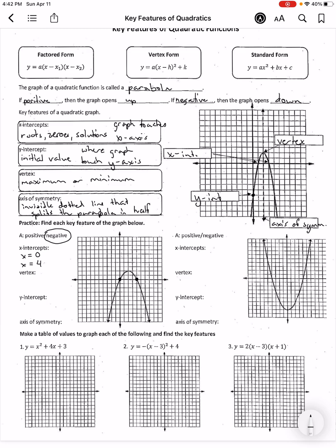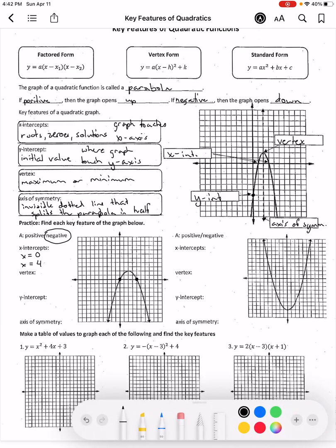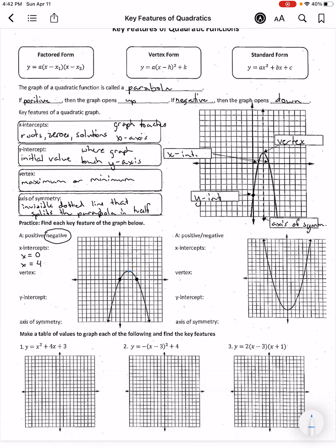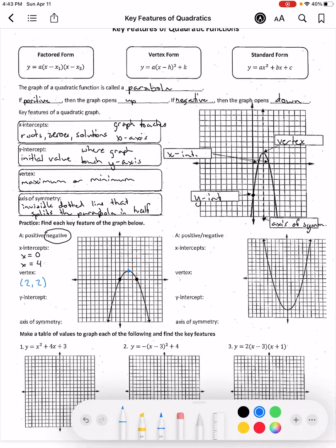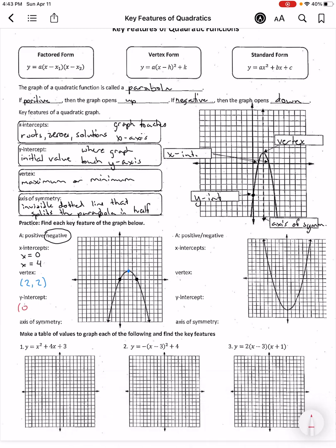And remember, those are not put together as an ordered pair, but they are two separate places where our graph touches the x-axis. The vertex in this case is going to be right here, and our vertex is located at (2, 2). And in this one case, our y-intercept is in the same location as one of our zeros, and so it's at the origin, which is found at (0, 0).